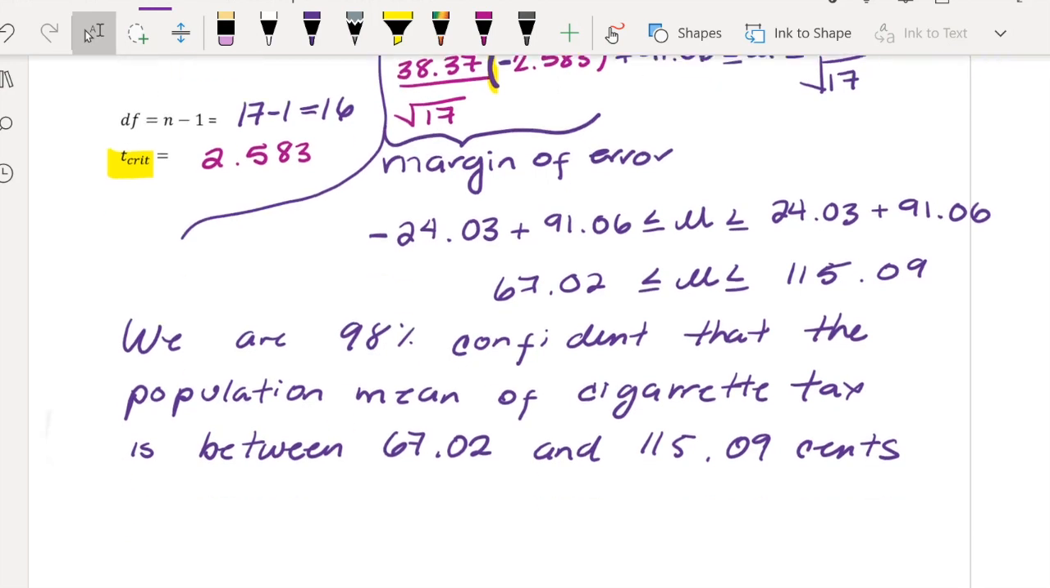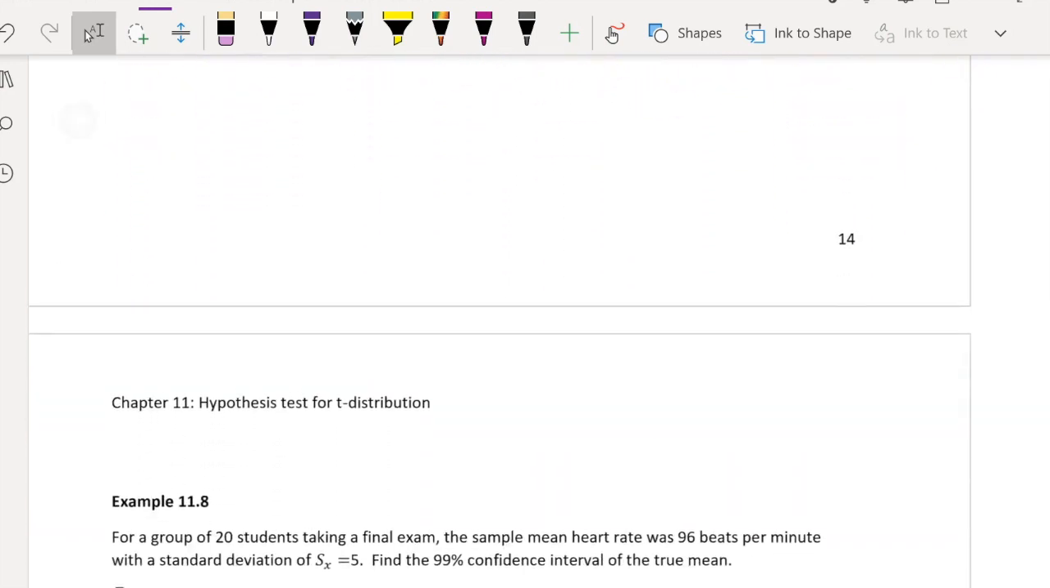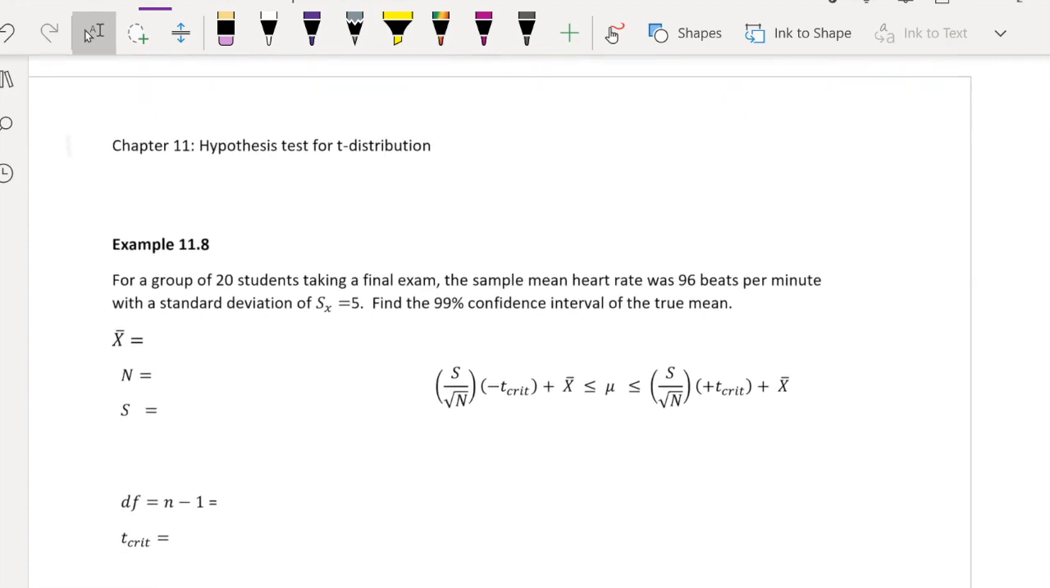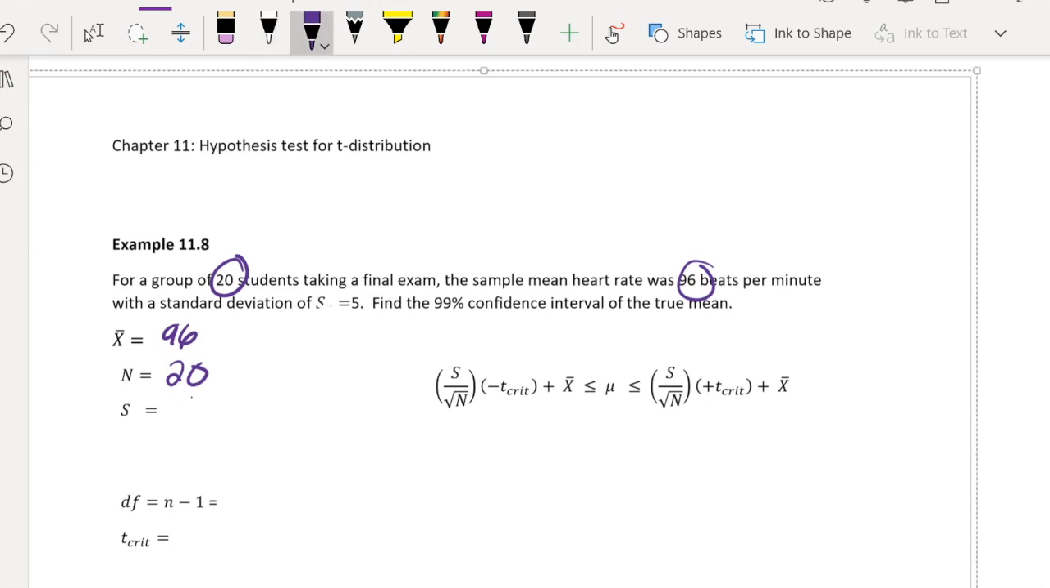Okay, one last problem. And it's probably the hardest. Oh, wait, no, it's not the hardest. This shouldn't be too bad. So we have a group of 20 students here. That's our N. They have a sample mean heart rate of 96, and a standard deviation of 5. Cool. And we want to be 99% confident.